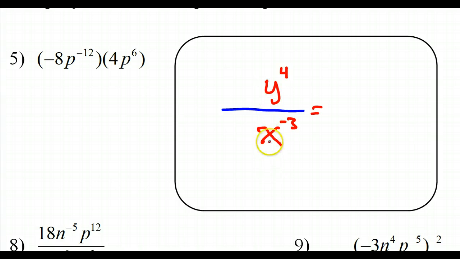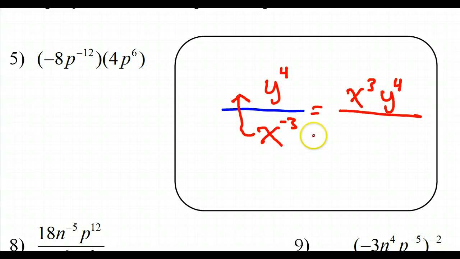Only one of these has a negative exponent, the x. This will move up, but the y has a positive power, so the y would stay right where it is. So the x would move up and become x to the 3rd power, but then that's it. You don't move them both automatically. You just move the one that has a negative power. Everything else stays where it is. So this would be the answer.